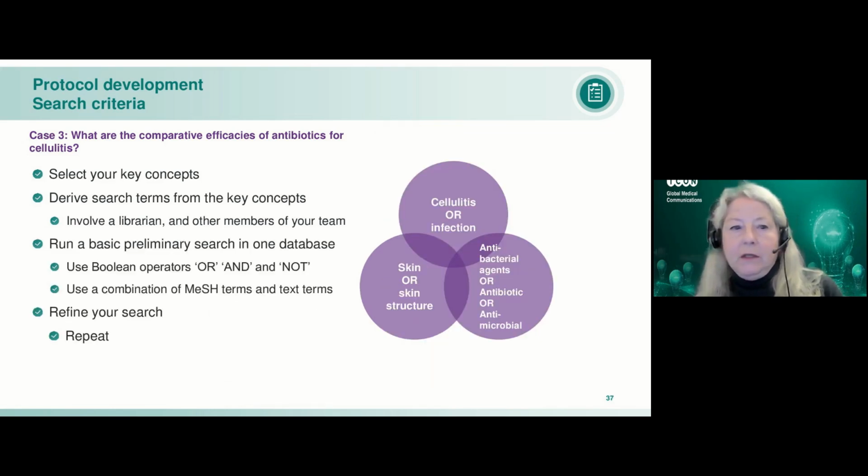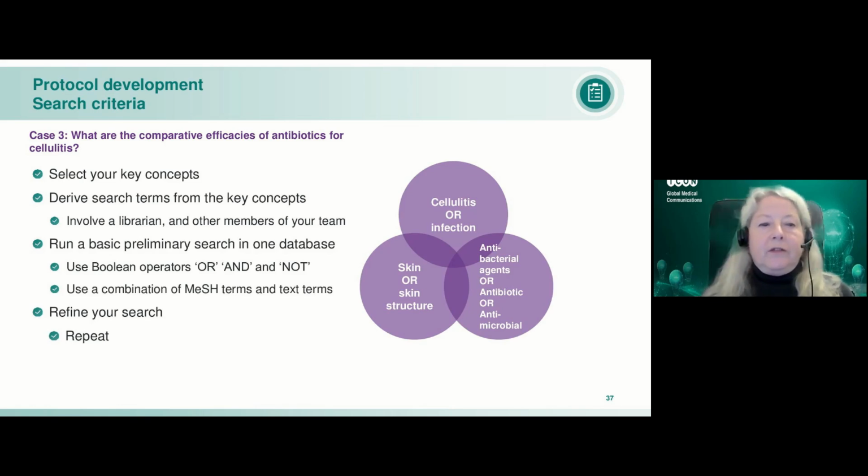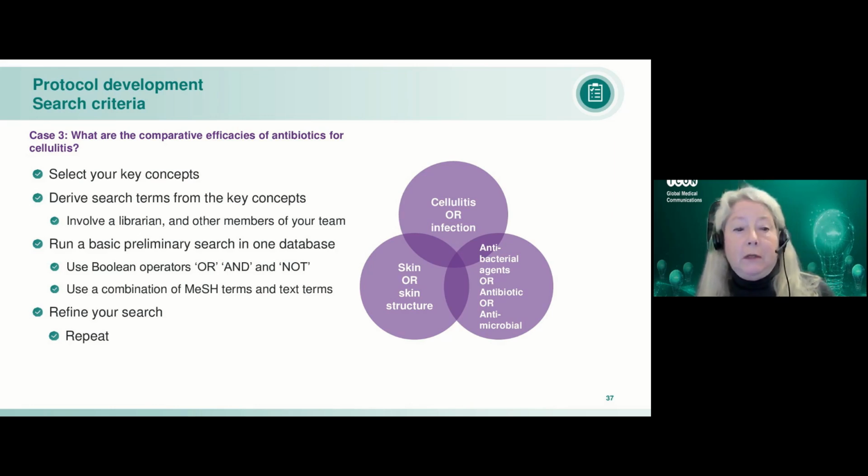Next slide, please. So now you have some of your search terms, it's time to test them by running a basic preliminary search. So you can use Boolean operators to combine the search terms. You can use OR to combine similar terms and synonyms. And then you can use AND to combine the categories.